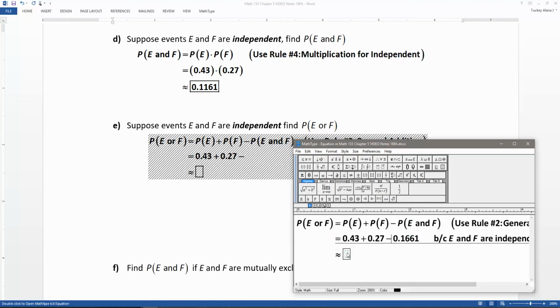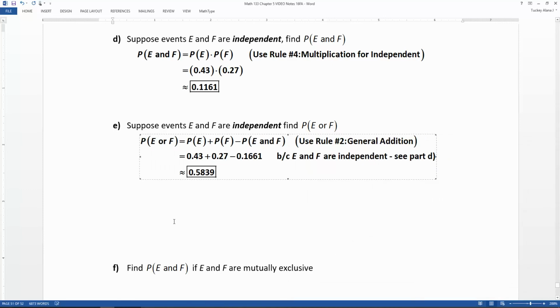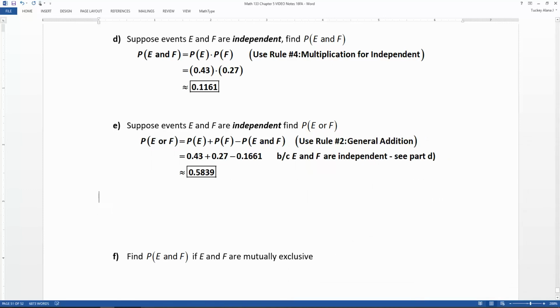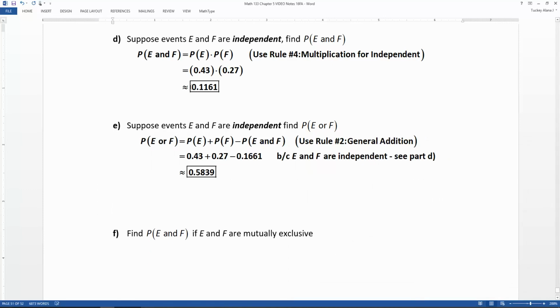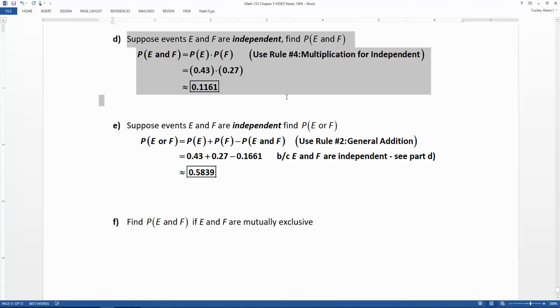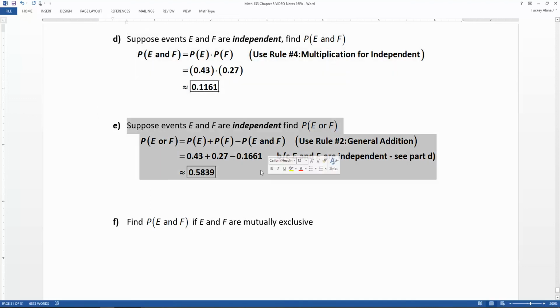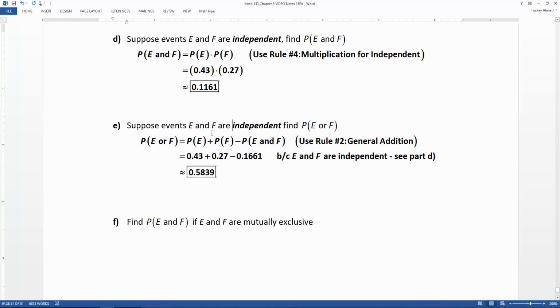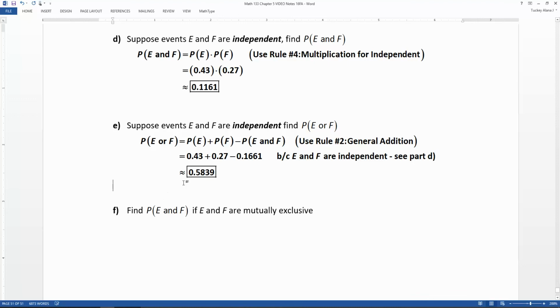So I'm going to add up 0.43 plus 0.27, take away 0.1161. I get about 0.5839. Now, what's really crafty is, what if I had given you letter E, but not given you letter D? You would have still been able to calculate this, but you would have had to find the 0.1161 on your own and substitute it in on your own. Crafty, huh? That would have made it a harder problem.